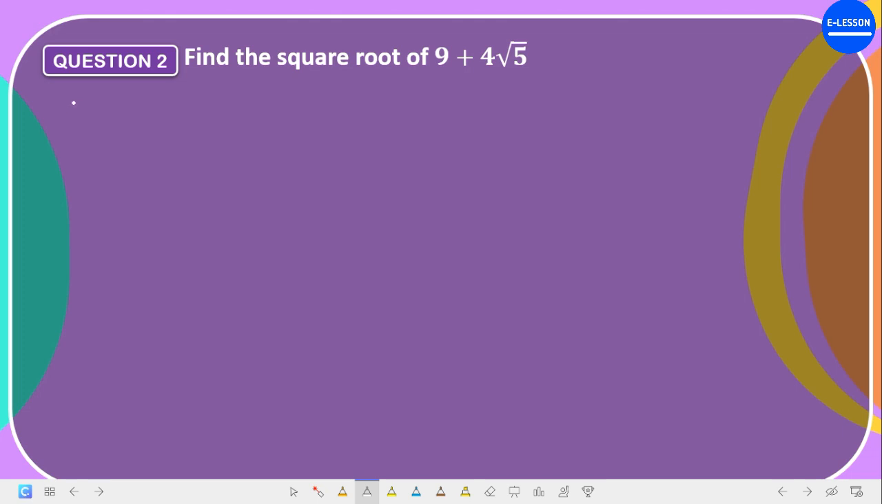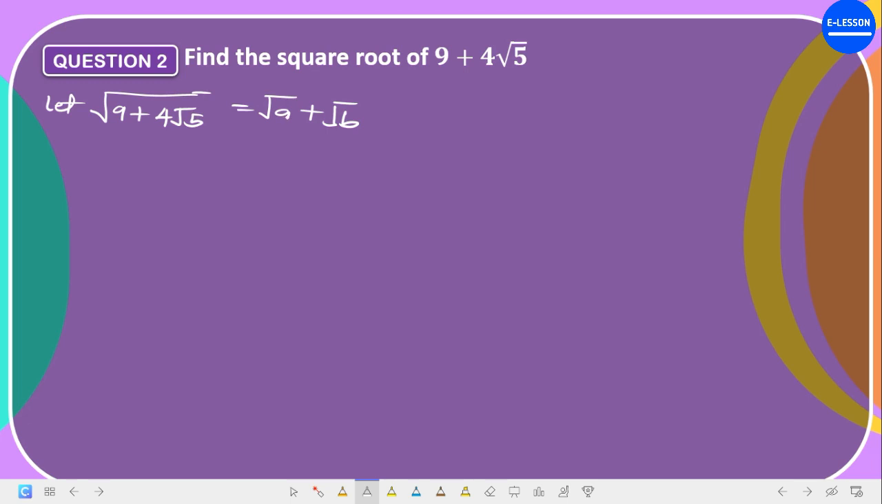You can say, let the square root of 9 plus 4 root 5 be equal to root A plus root B. That is how to go about it. Let the square root of this be equal to root A plus root B.